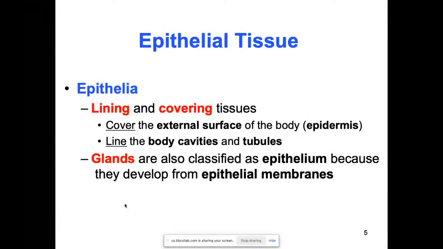So let's look at the first type of tissue, which is epithelial tissue. This is going to line the external surface of the body, like the epidermis. There's dermis, which is deeper, and epi means above. So we have epidermis, the layer of skin above.